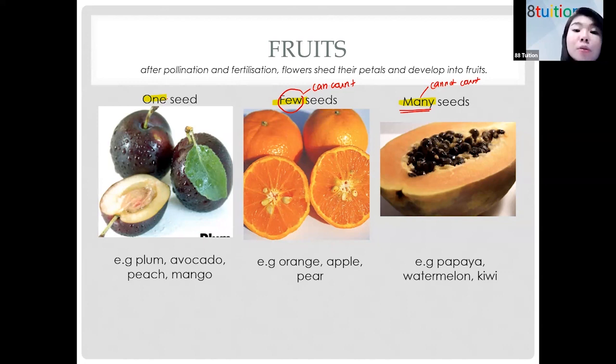Okay, so examples of fruits with one seed, quite easy. Plum, avocado, peach, mango. All right, for fruits with a few seeds, we have orange, apple, pear. Okay, fruits with many seeds, I cannot count one. Papaya, watermelon, kiwi. All right, quite simple. This is the first way I can classify plants based on the number of seeds in their fruits.